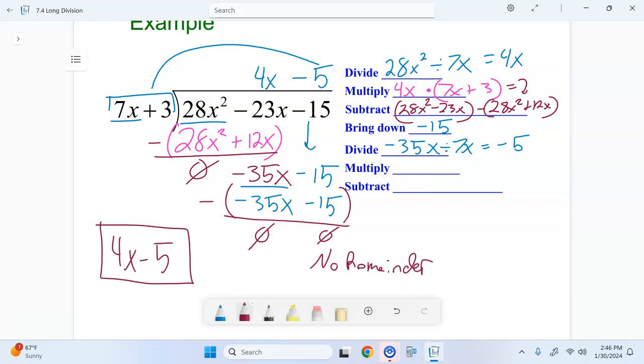That's the quotient. So we repeat that process no matter how long our dividend is. We just do it over and over until we can't divide anymore, when there's nothing left to bring down.